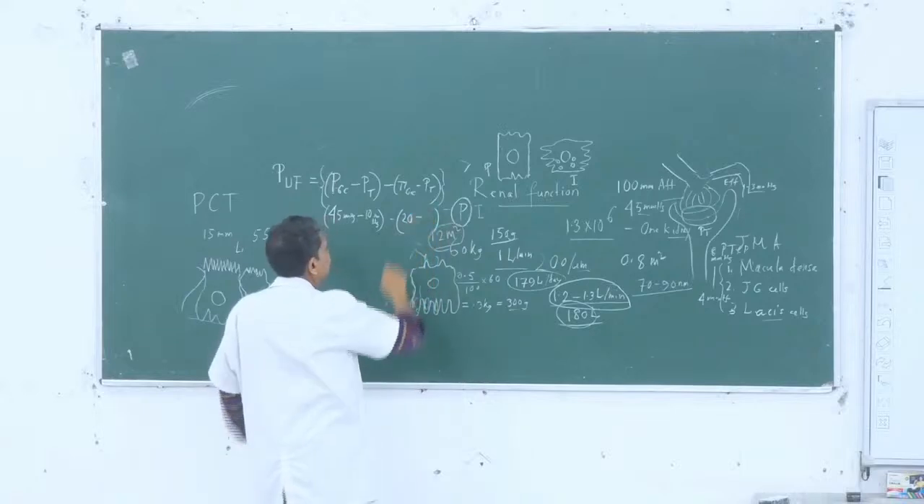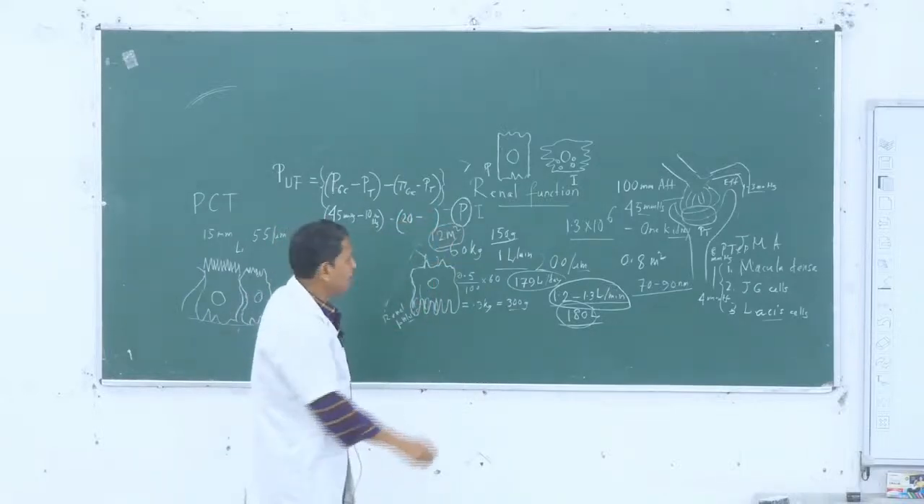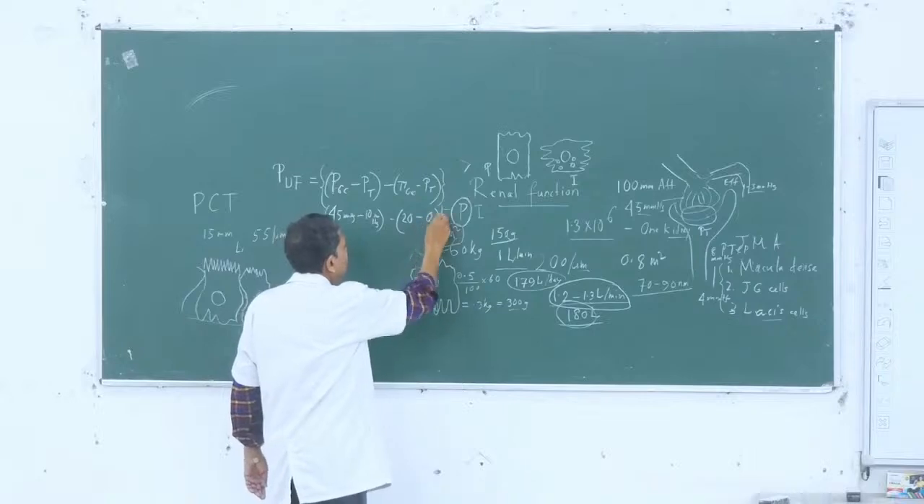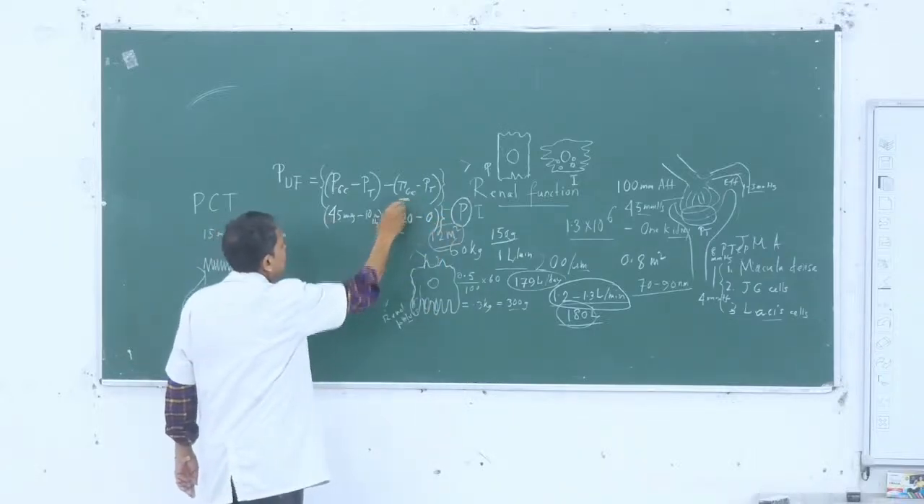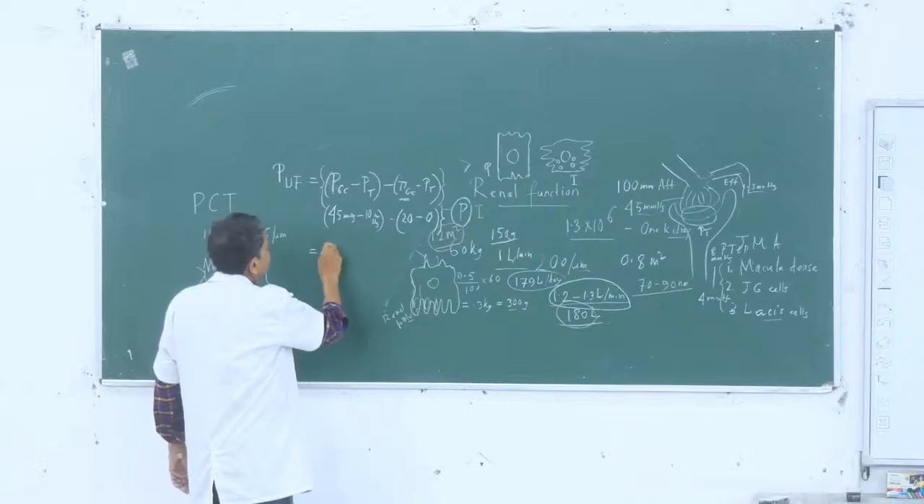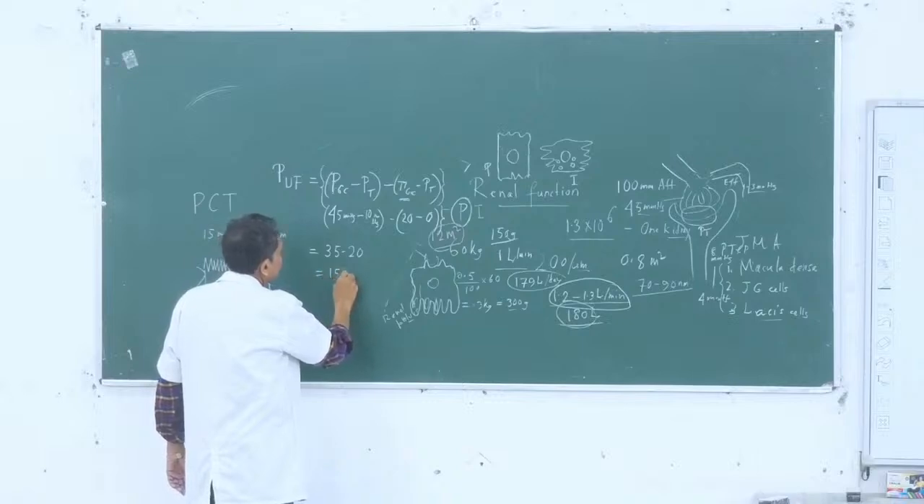Normally you can take this value as 0 in here. So this is, you can consider this. So it will become 35 minus 20, that is 15 millimeter of mercury.